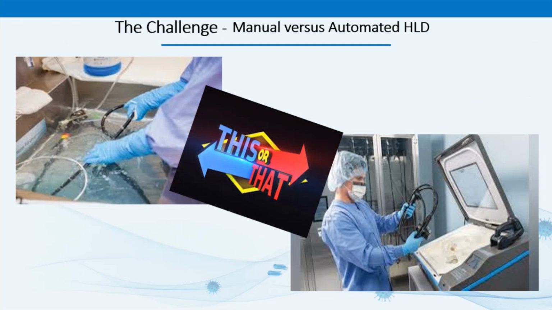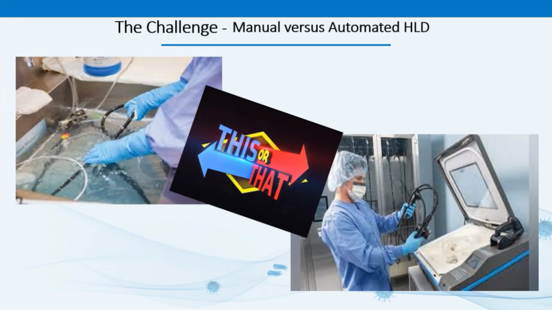Now, another challenge is manual versus automated high-level disinfection. And high-level disinfection can be achieved with both. Now, manual HLD typically involves soaking a device in a solution at a specific temperature and concentration for a set amount of time. Manual HLD is still a popular option for some facilities, especially those that have low procedure volumes or budget constraints. However, manual HLD is performed manually by people, so it can be inconsistent and leave room for error. It can be difficult to ensure the correct temperature and time are reached and maintained.